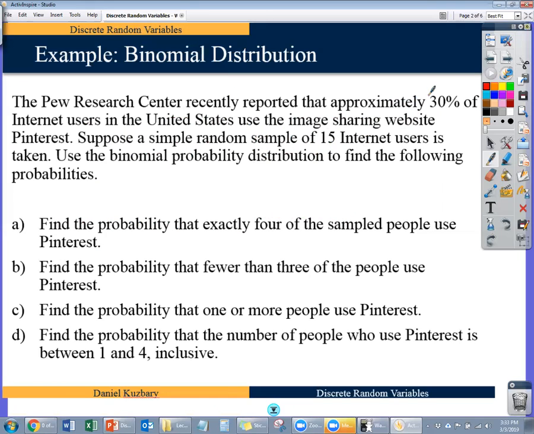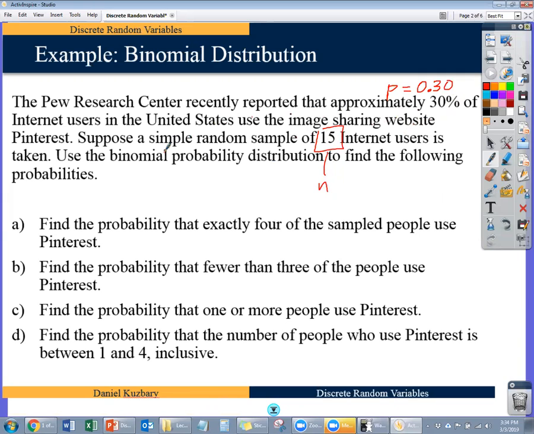Now, before we get started, let's look at this idea and make sure we have a binomial distribution. For starters, we should be able to identify what P and what N are. We have 30% of the users in the United States use Pinterest, so I think that's going to be our P, and we'll write P as a decimal, not as a percentage. And then we're going to take a sample of 15 of them, so this is going to be our number of trials. A success, for each of these people, would be "I use Pinterest." A failure will be "I don't use Pinterest." There's a 30% chance that they say yes, I use Pinterest, and a 70% chance that you fail.